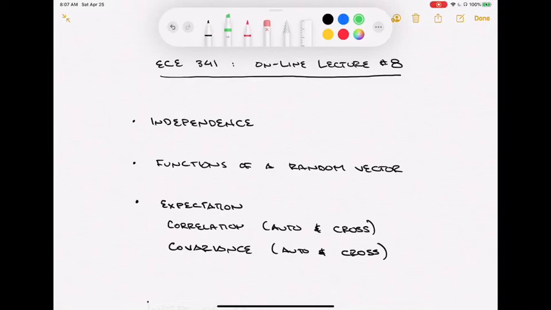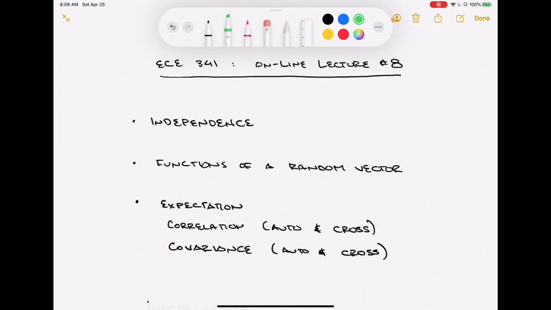So this is the 8th online lecture for ECE 341 random processes. Today we're going to continue our discussion of multivariate random variables, vectors of random variables, and we're going to look at a few pretty simple ideas: the idea of independence, functions of random vectors, and then we're going to look at some concepts involving expectation, which includes the ideas of correlation and covariance when applied to vectors.